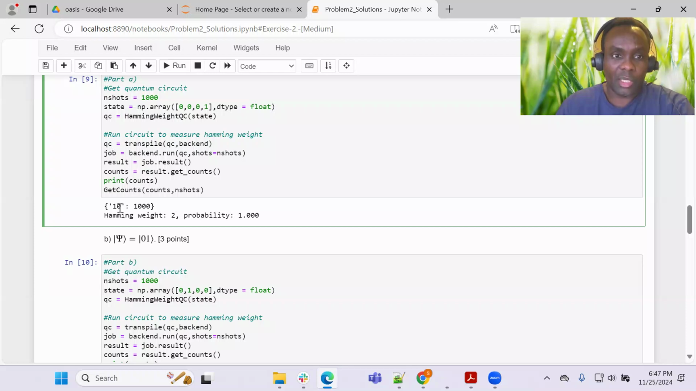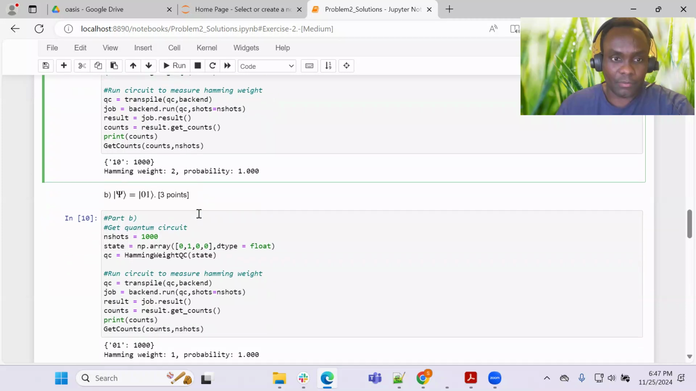This is literally 2 in base 10, 1 0 is 2. And this is for all of the measurements. So the only Hamming weight you can return here is 2. And that is confirmed by my helper function get counts. You can see the Hamming weight is 2 and probability is 1.